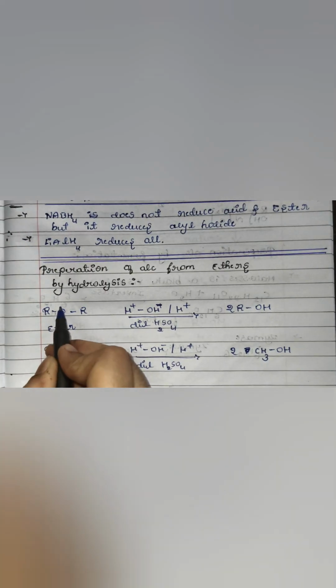And preparation of alcohol from ethers. When ethers are treated with water in the presence of dilute H2SO4, it gives alcohols. Means this H plus is combined with the negative part of this compound, that is O minus, and this OH minus is combined with these components and formed a product, 2 moles of ROH.